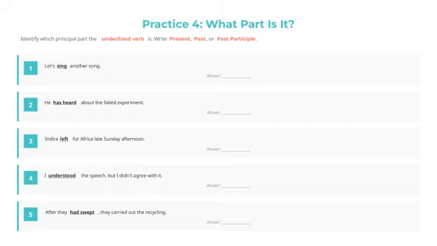And finally, after they had swept, they carried out the recycling. The verb had swept contains swept, which is the past participle, used in the past perfect tense. The key takeaway here is recognizing these principal parts to help us accurately identify verb tenses and use them properly in our writing and speech.